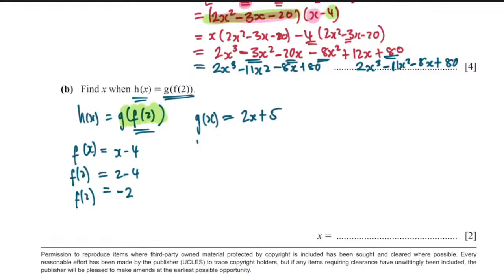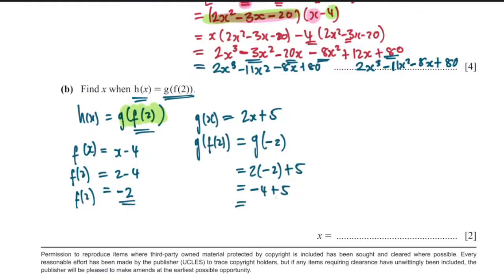Then g of f of 2. F of 2 is negative 2, so it's g of negative 2, which is 2 times negative 2 plus 5, which is negative 4 plus 5, the same as saying 5 minus 4. That's a 1. So you have it. Okay? Sorry, that's not even the answer yet. You have the 1.